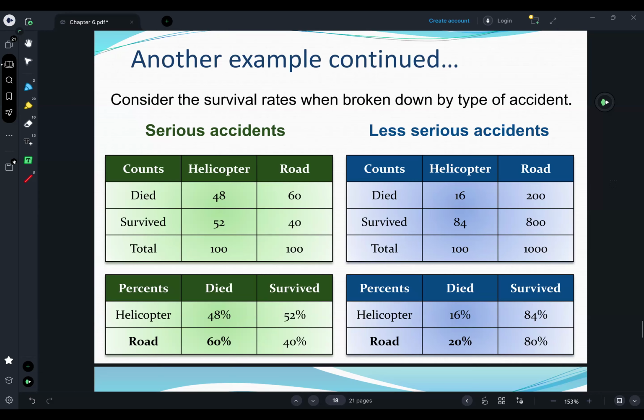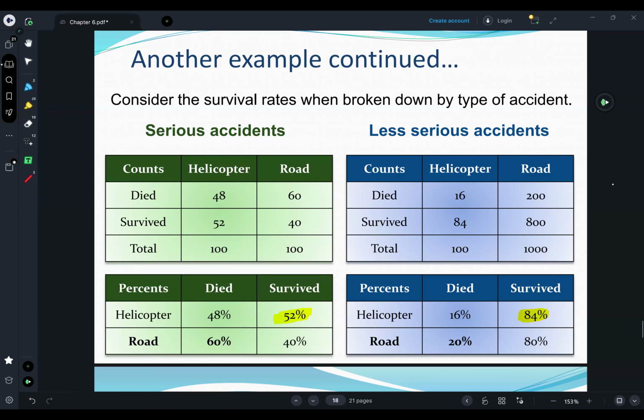The percent survived for helicopter is now higher than on the road, for the serious accidents and for the less serious accidents. So when you take into consideration the severity of the accident, that's the lurking variable here, you can see that it's not higher survivorship for road, it's higher for helicopter. Okay. So it's the Simpson's paradox. It's kind of strange. You just have this complete reversal.